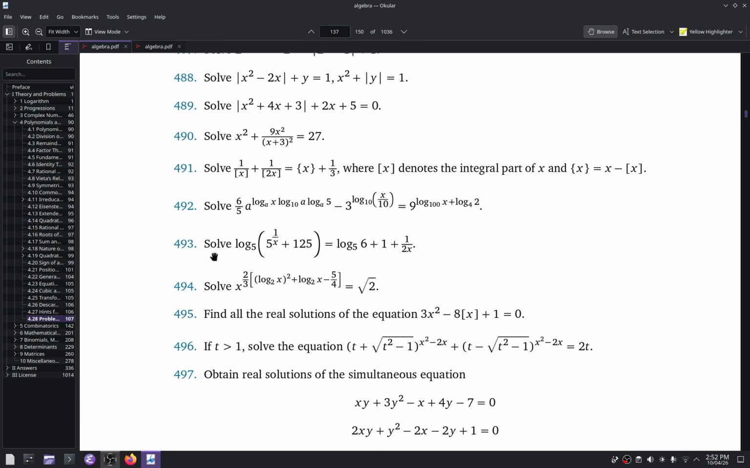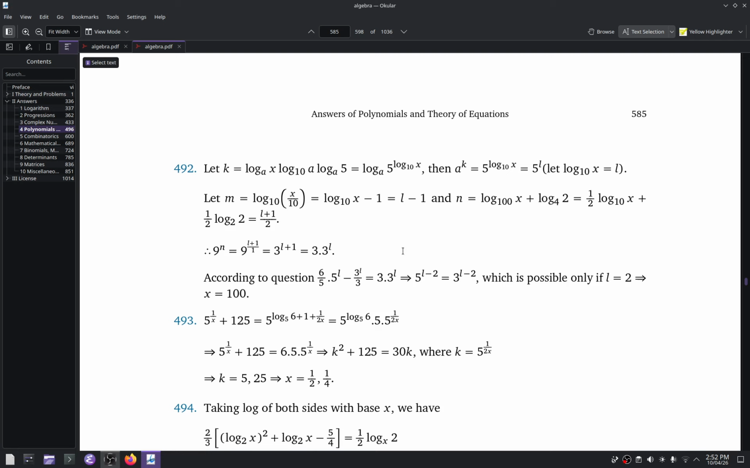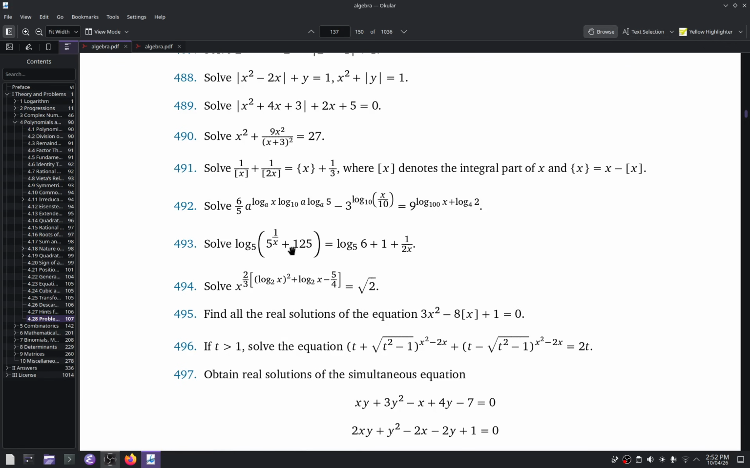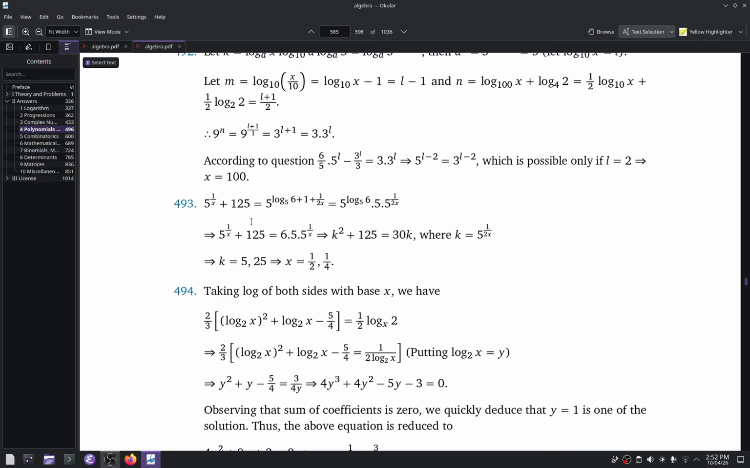Question 493 says: solve log of 5 to the power 1 by x plus 125 with base 5 is equal to log of 6 with base 5 plus 1 plus 1 by 2x. So again, very easy question. We consider what has to be computed. So we take 5 to the power 1 by x plus 125.